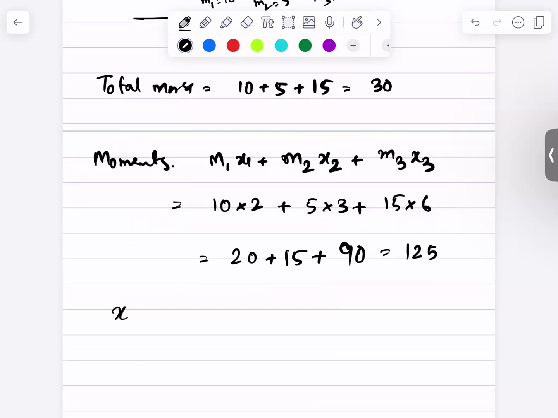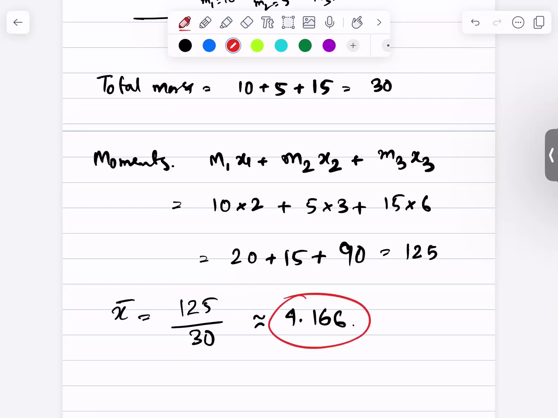So therefore, my center of mass x bar will be just 125 over 30, which is approximately 4.166. That's my answer. Okay, cool.